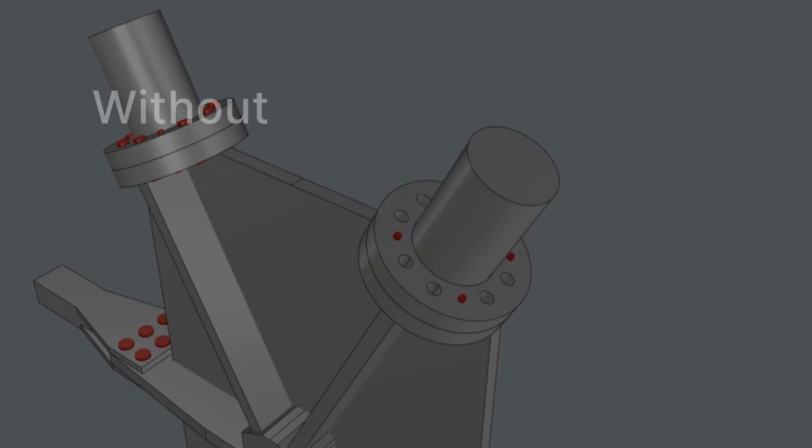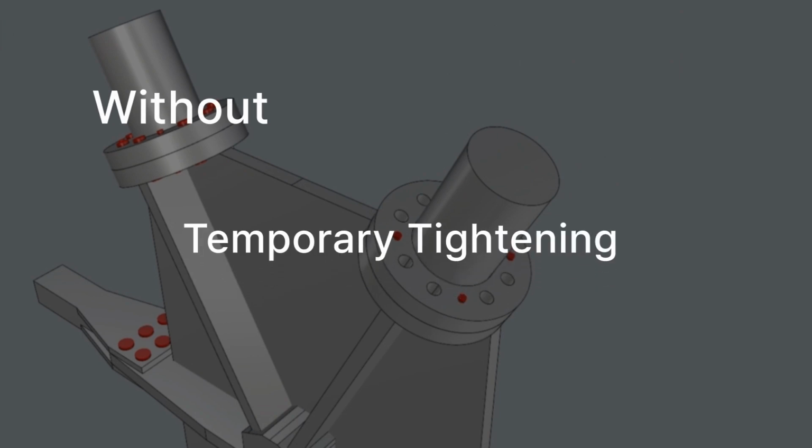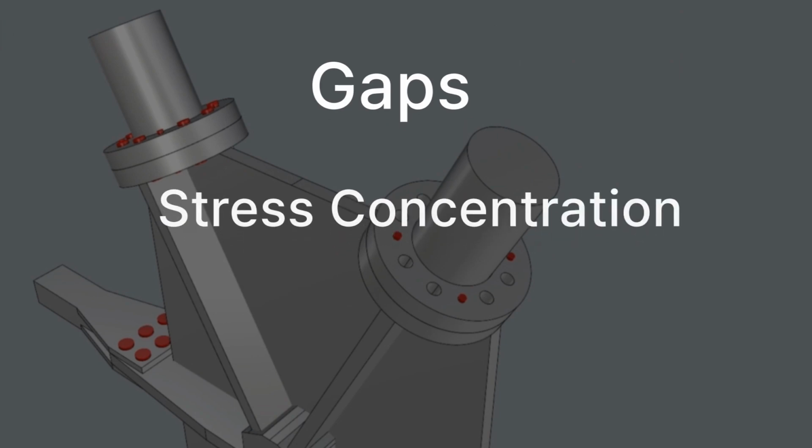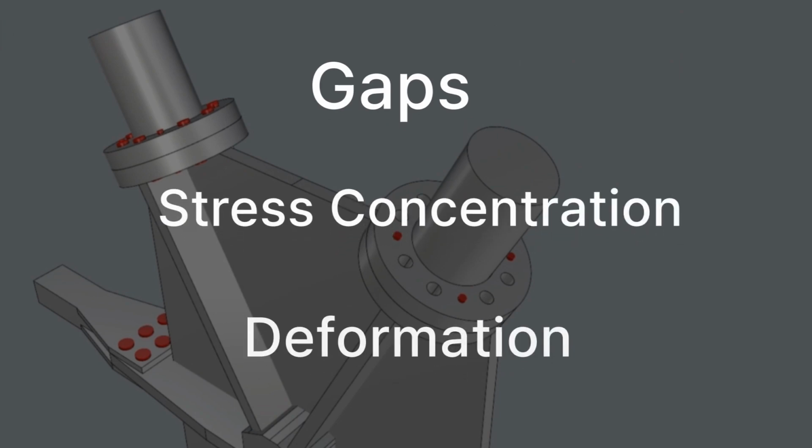What would happen if we proceed with the final tightening without temporary tightening? Gaps may occur between the components, leading to stress concentration and deformation of the structure. It's also impossible to prevent increasing construction errors.